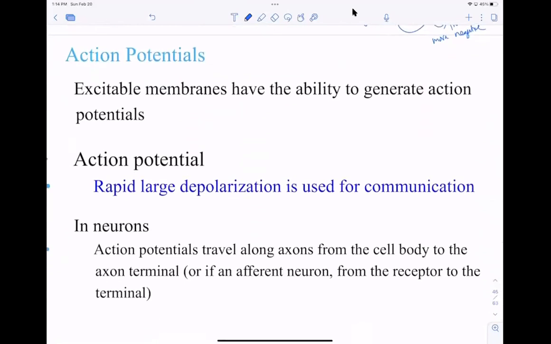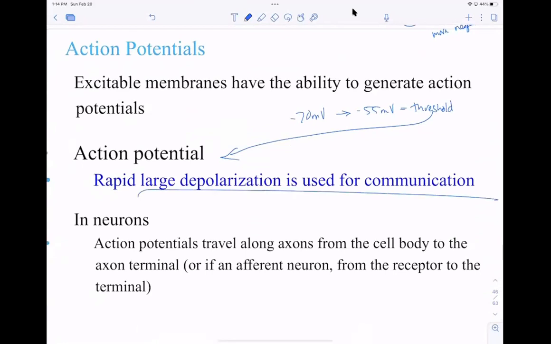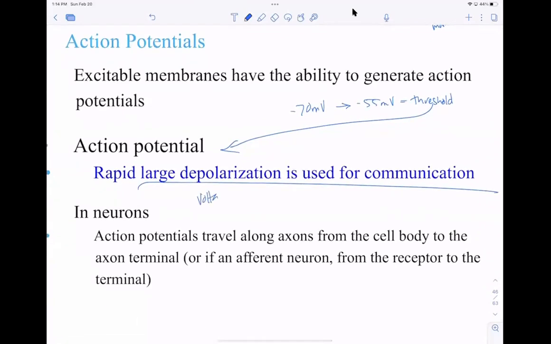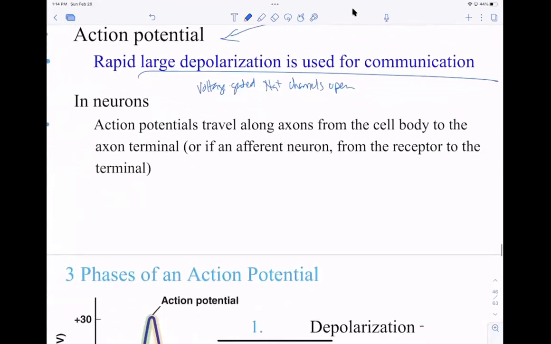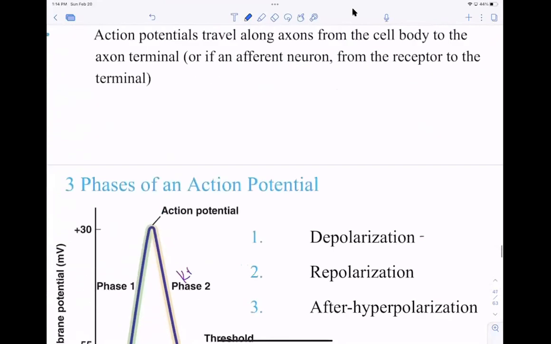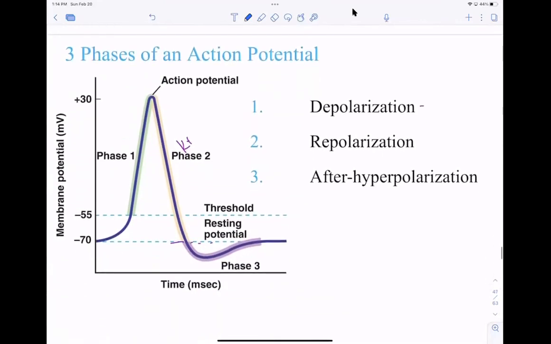If enough depolarization occurs to go from negative 70 millivolts inside the cell up to negative 55 millivolts inside the cell, that equals threshold, and that causes an action potential. That's a large depolarization. That's due to those voltage-gated sodium channels opening. And those are mainly located, again, in the axon hillock. So that is where they say action potentials tend to be generated from, because that's where the voltage-gated sodium channels are. And so there's three phases of the action potential.